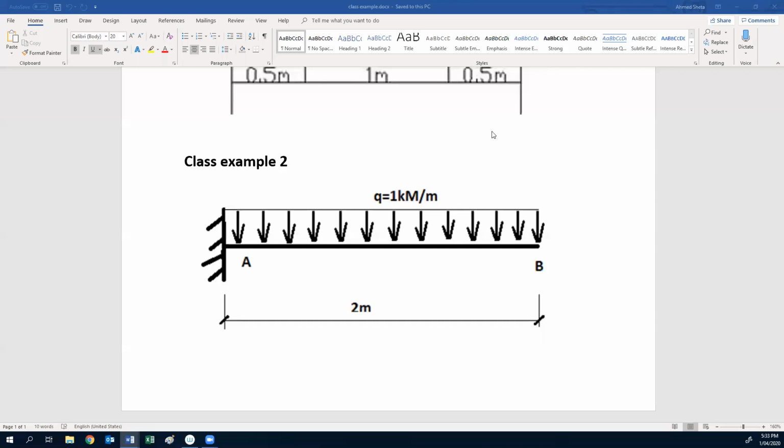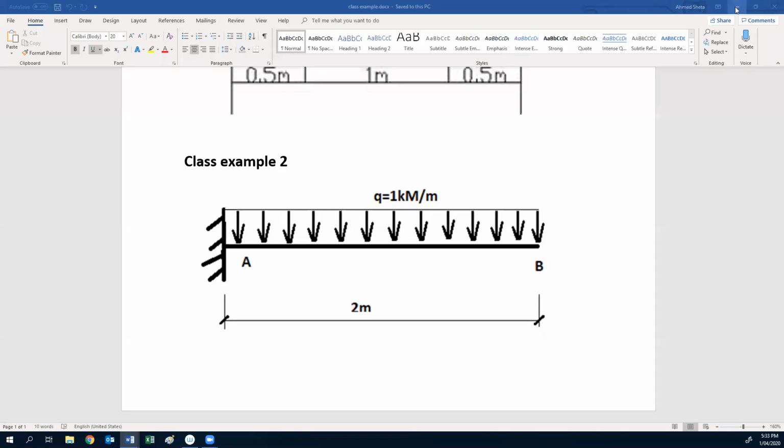Yeah, there is a typo here. It should be kilonewton rather than kilo-m. There is no unit in m. So it is kilonewton, not m. Okay.